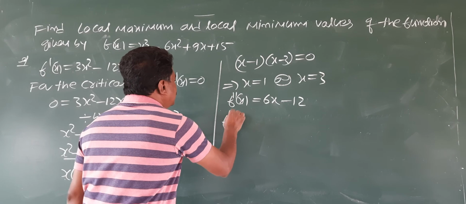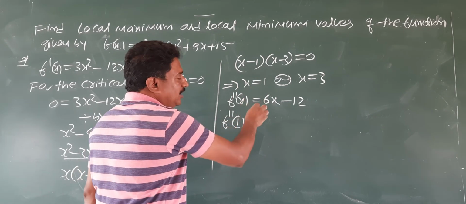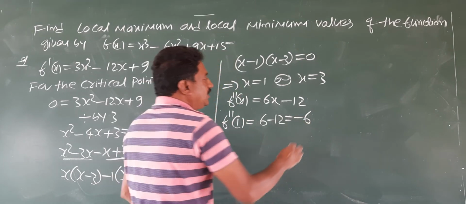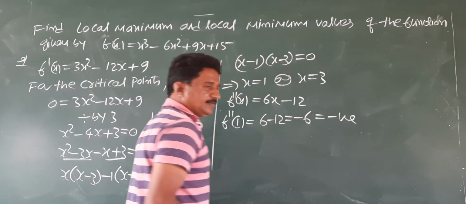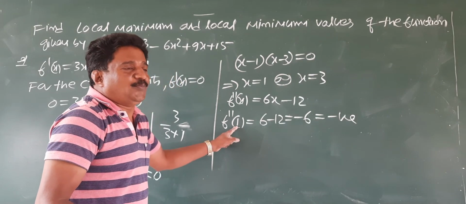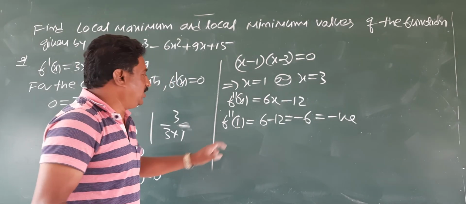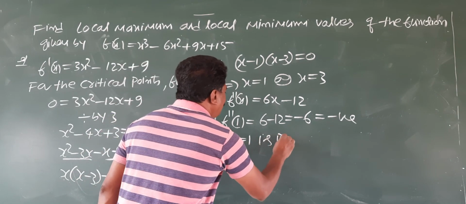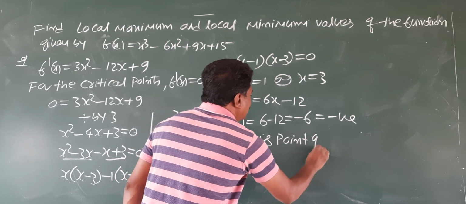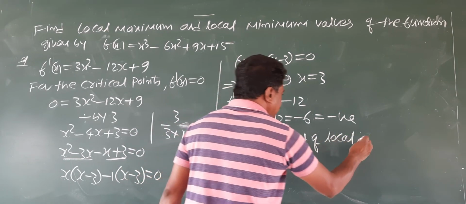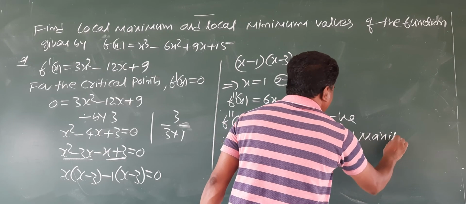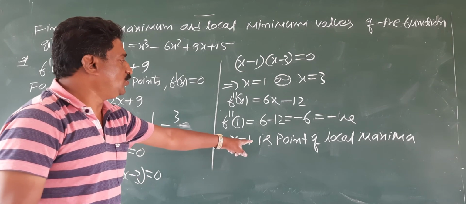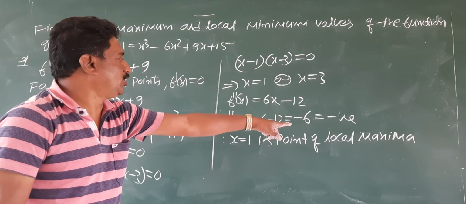Now go for checking these points. f''(1) is 6 minus 12, minus 6. Positive or negative, students? Negative. Then what is this point called? Point of maxima. Therefore, x is equal to 1 is a point of local maxima.